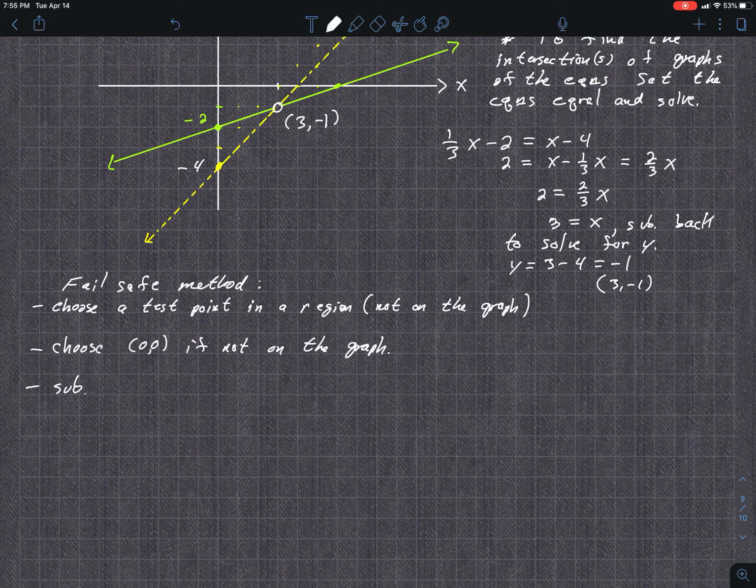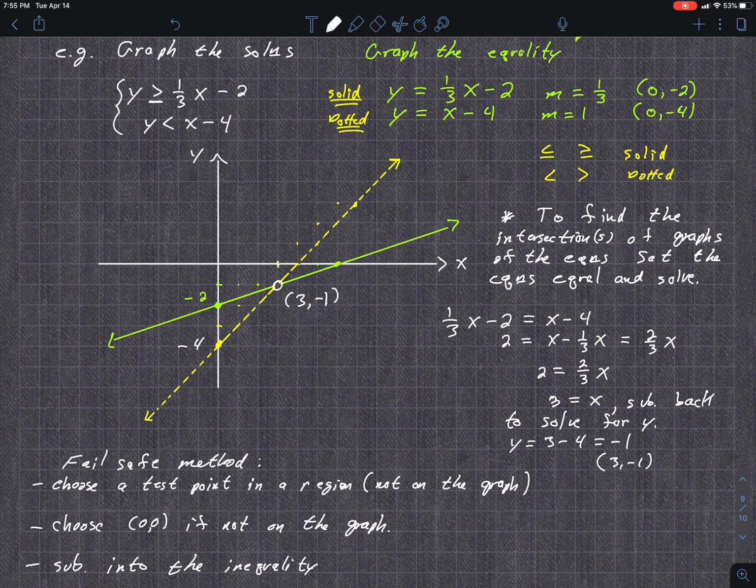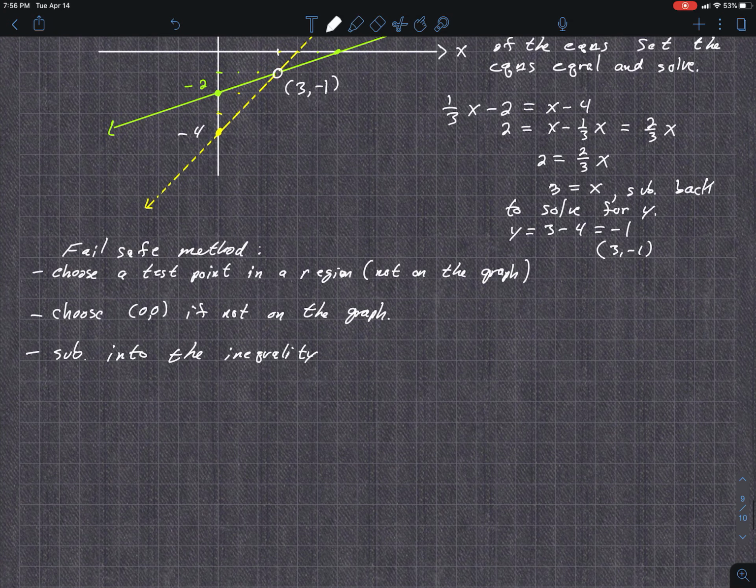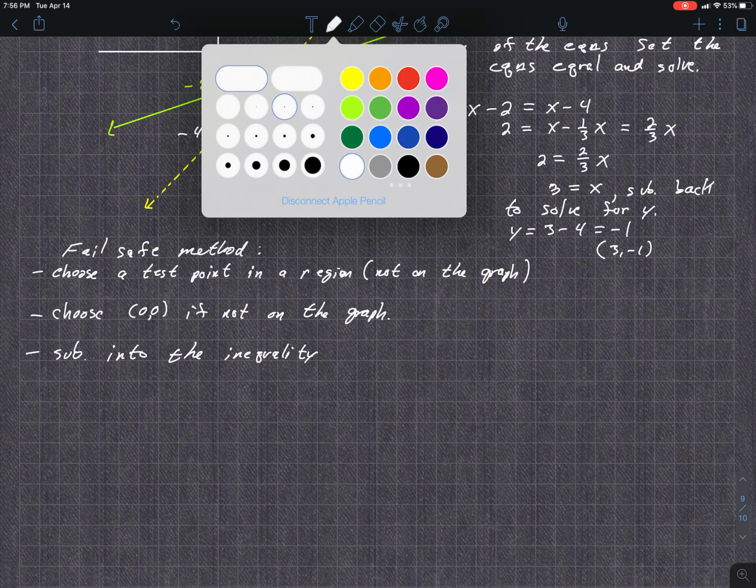Okay, and then what you do, then substitute into the inequality. So you substitute back to the given inequality. So way back up here, substitute into either one. Well, whichever ones we're working on, right? I mean, this is your y is equal to 1/3 x minus 2. This one is your y equal to x minus 4. So you want to label those so you know which one's which as you're working. Okay, so we're going to do that and see what we get.